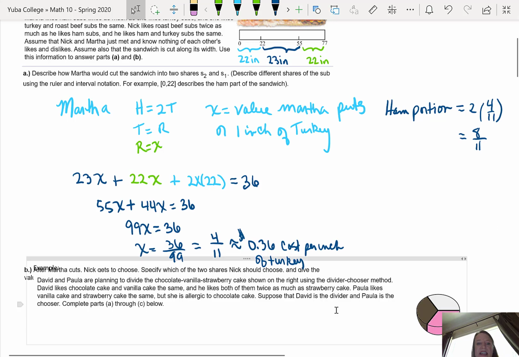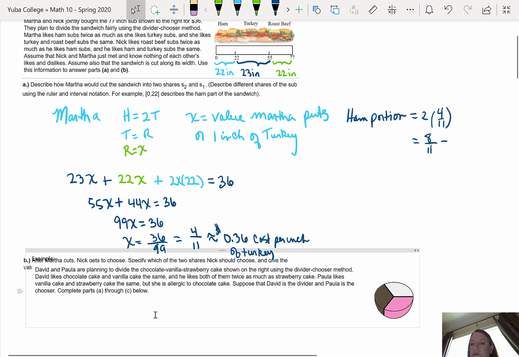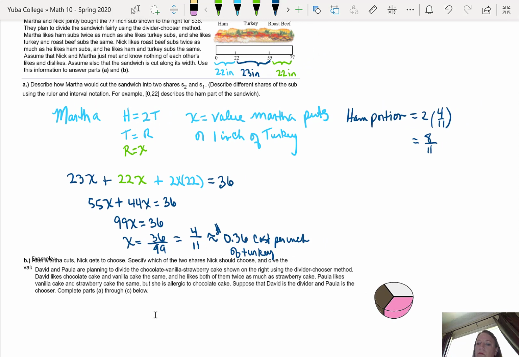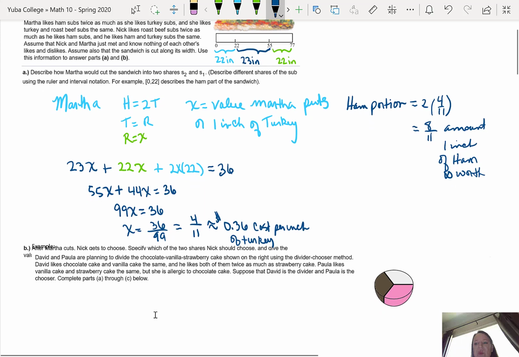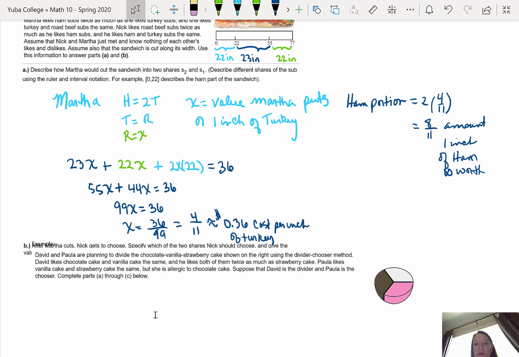So 8/11 is equal to the amount one inch of ham is worth. Okay, so obviously my guess is she really likes ham, and so she's going to want to take more of the ham sandwich. And so let's figure out what the cost of the ham sandwich is for her portion.